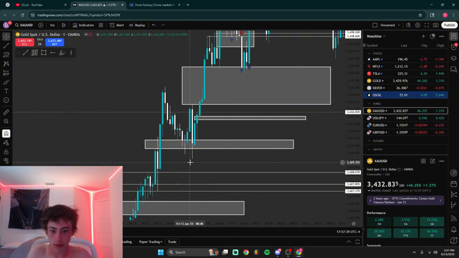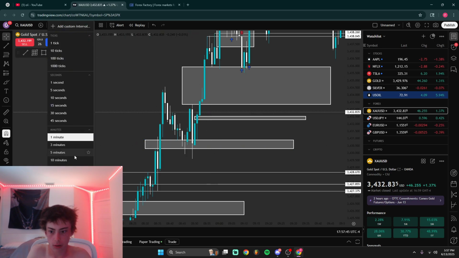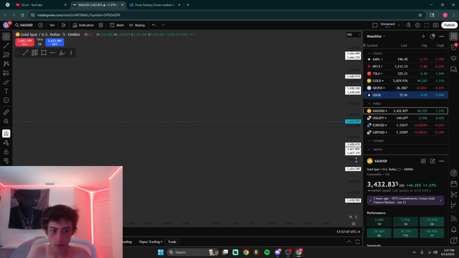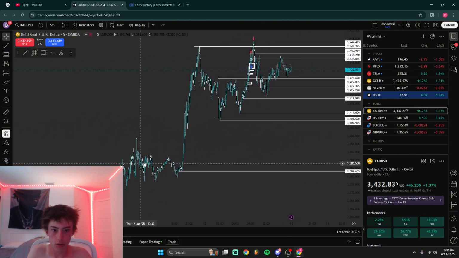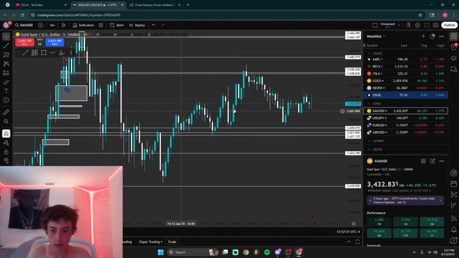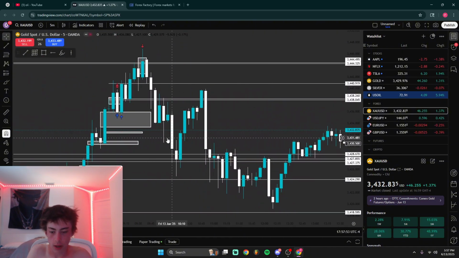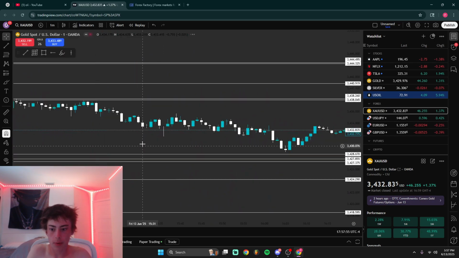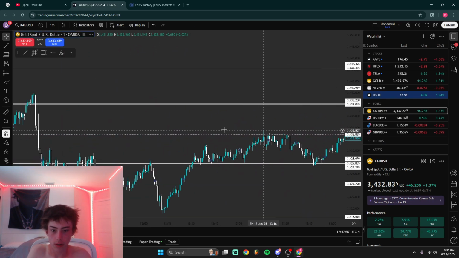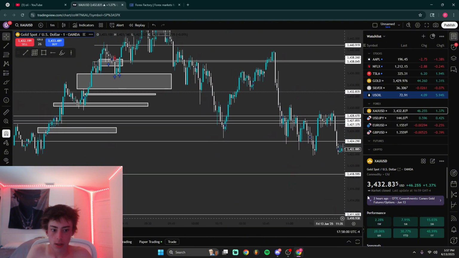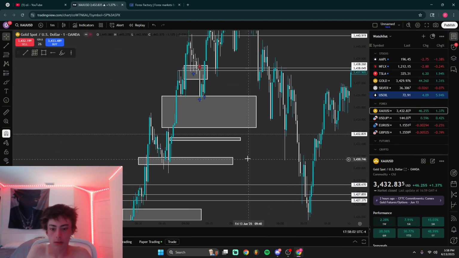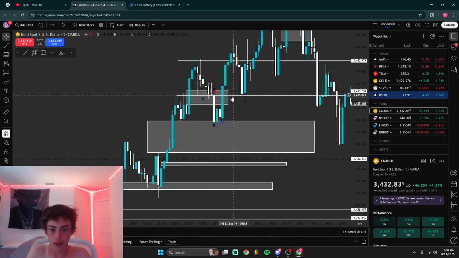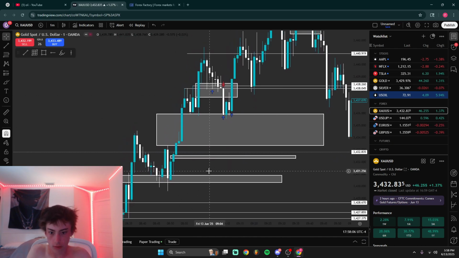So price honestly just kept climbing up. We dipped down into this 5 minute fair value gap, or wait, let me check. Yeah, we dipped down into this 5 minute fair value gap. Then I checked on the 1 minute time frame. That gave me some decent confirmation that we were going to continue in an uptrend. So I just kept there.